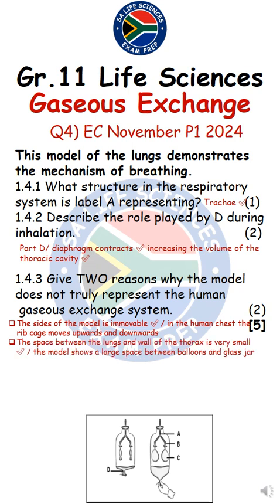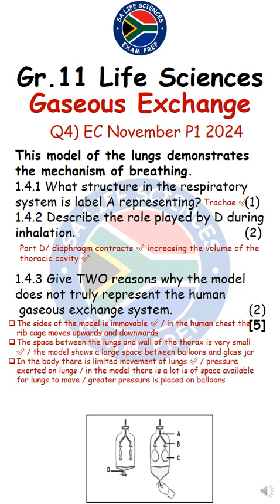So that is one example or one explanation as to why this does not represent the human respiratory system. Number 2, the space between the lungs and the walls of the thorax is very small. The model shows a large space between balloons and the gas jar. So again, this shows us that there is a difference, and thus this does not accurately represent the human respiratory system. Reason number 3, in the body there is limited movement of lungs, therefore pressure exerted on lungs. In the model, there is a lot of space available for the lungs to move, and therefore greater pressure is placed on the balloons. So we state what is actually happening in the body, and then we say how that is different in the model that is represented.